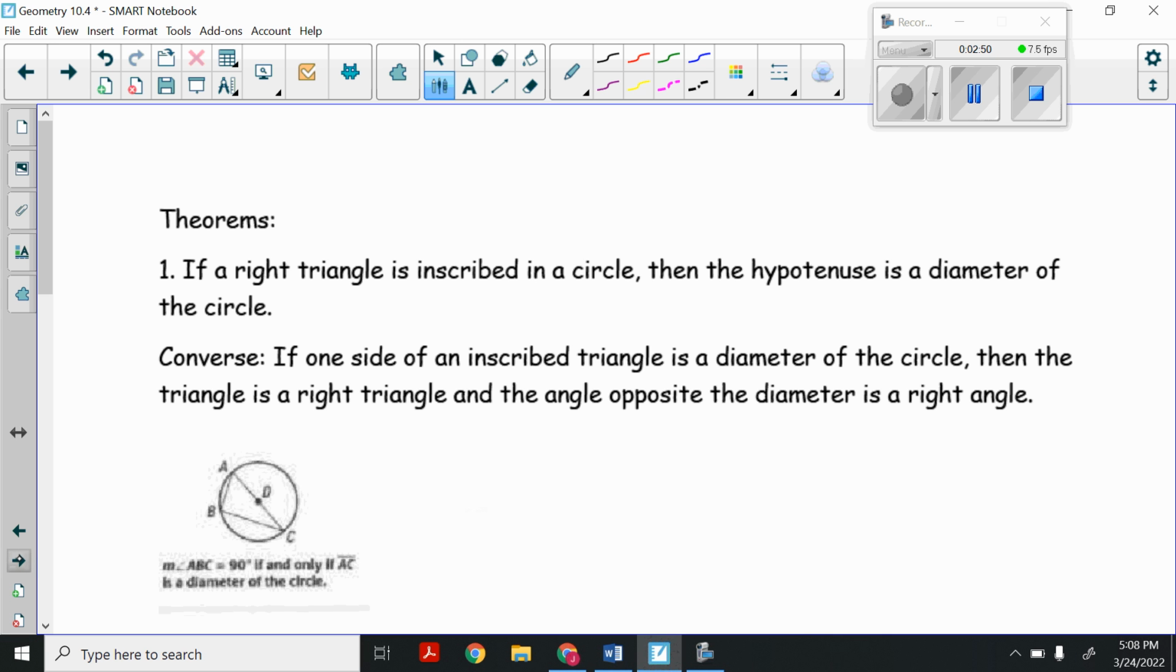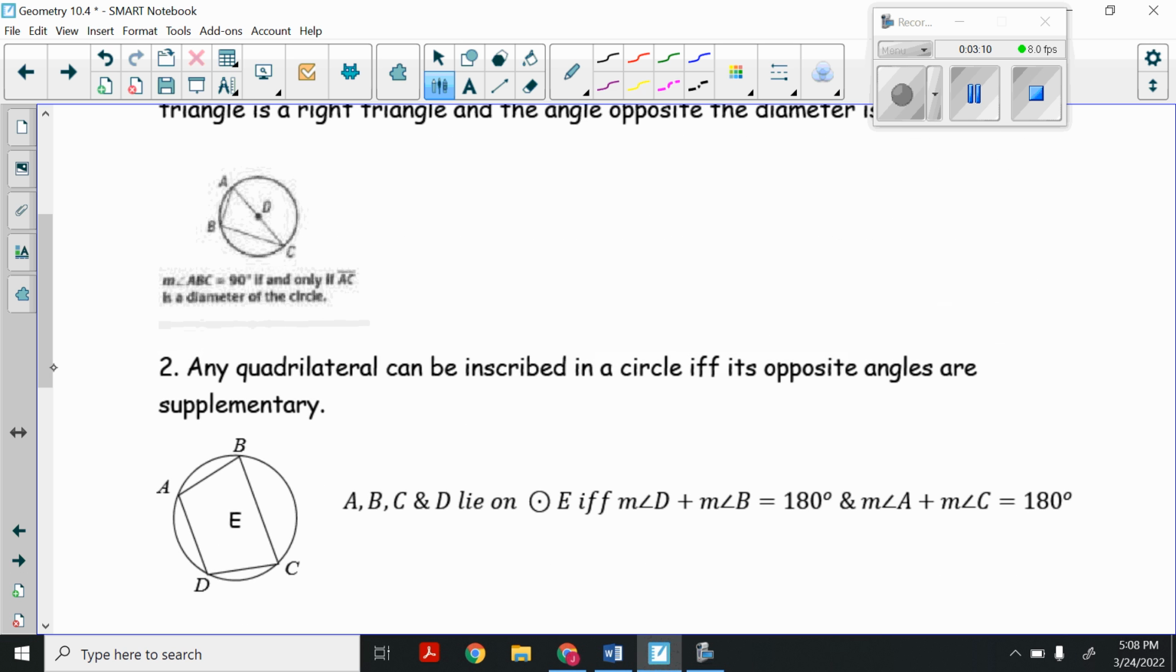Another theorem, if a right triangle is inscribed in a circle, then the hypotenuse is the diameter of the circle. The converse of that is true. If one side of an inscribed triangle is the diameter of a circle, then the triangle is a right triangle, and the angle opposite the diameter is a right angle. So in this picture, if the measure of angle ABC is 90, then we know that AC is the diameter of the circle.